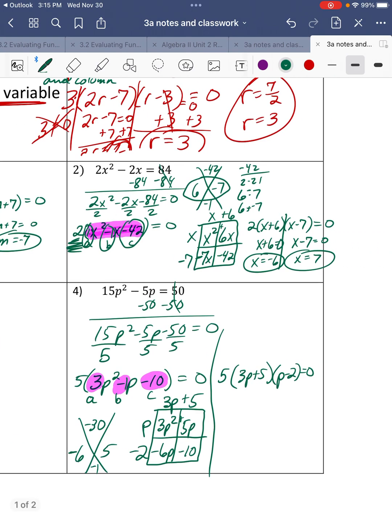The 5 doesn't have a variable with it, so that is not going to be part of our solution, it's not going to have anything to do with our solution. We subtract 5, divide by 3, and we're going to get negative 5/3.